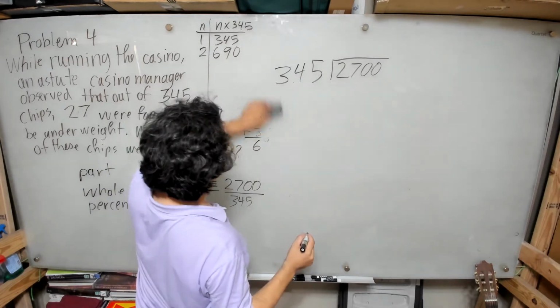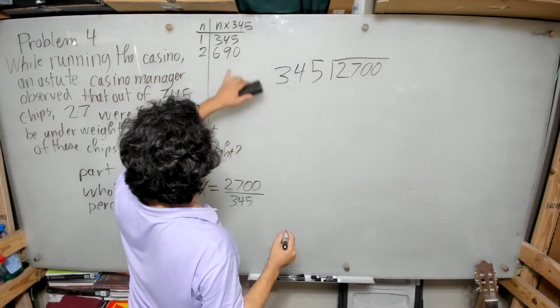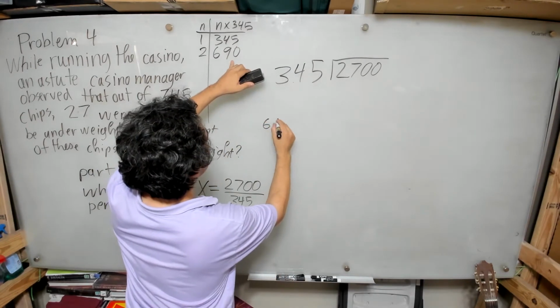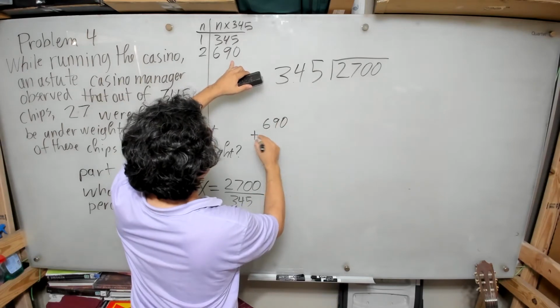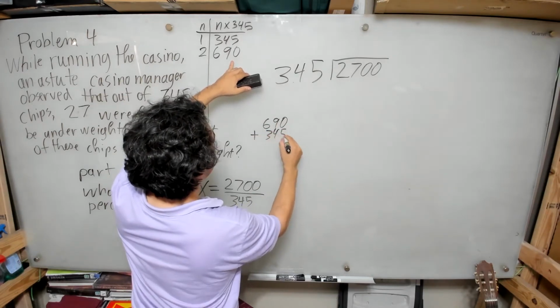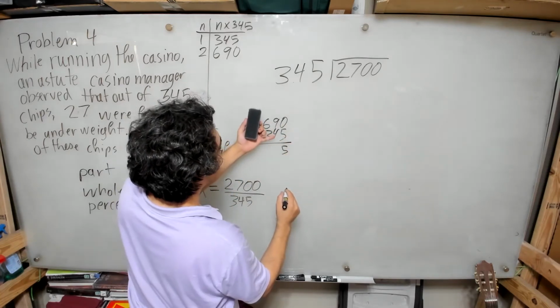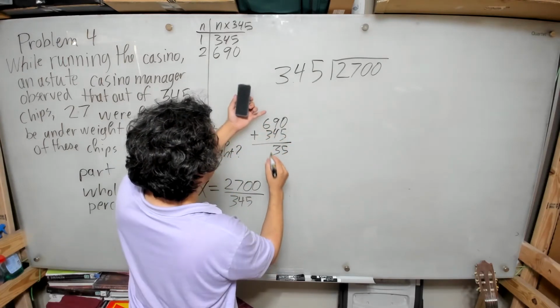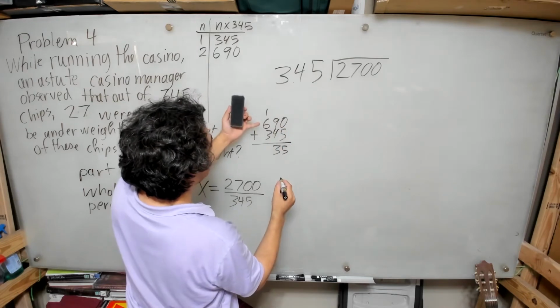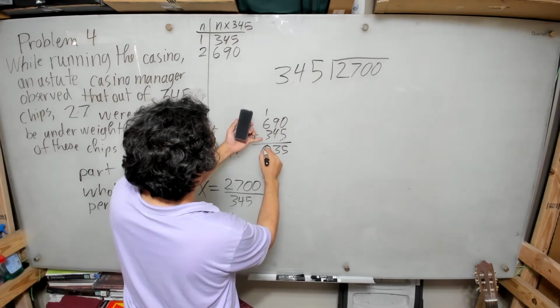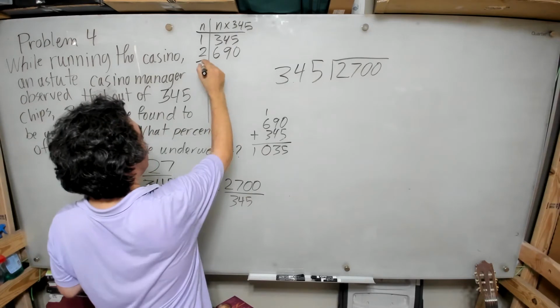Now, to get the next term in my multiplication table, I'm going to take this value, 690, and I'm going to add 345. So I'm going to get 0 plus 5 is 5. 9 plus 4 is 13. Carry the 1. 1 plus 6 is 7. Plus 3 is 10. So it'll be 1035 for 3.